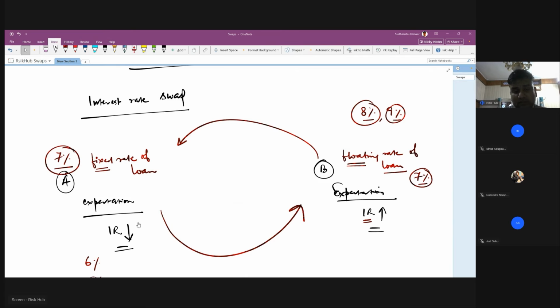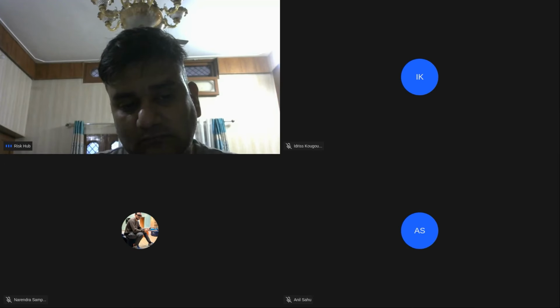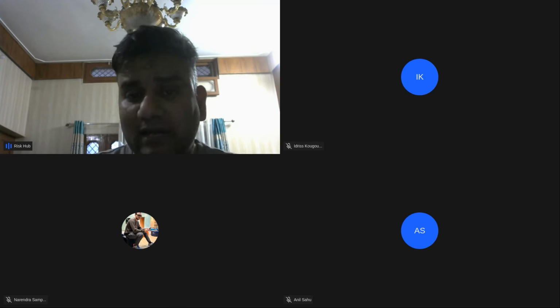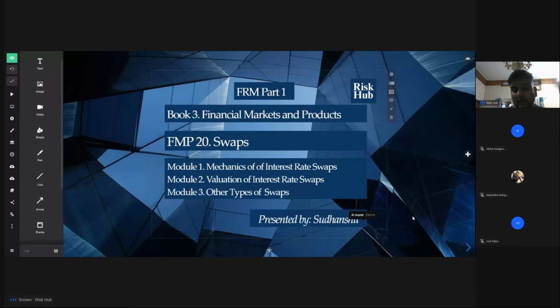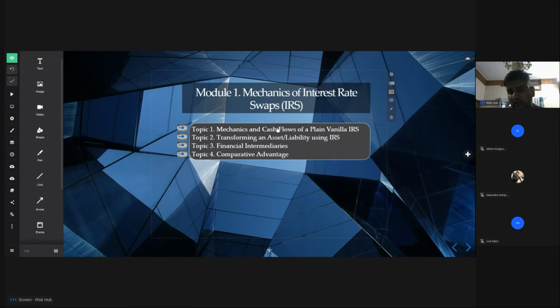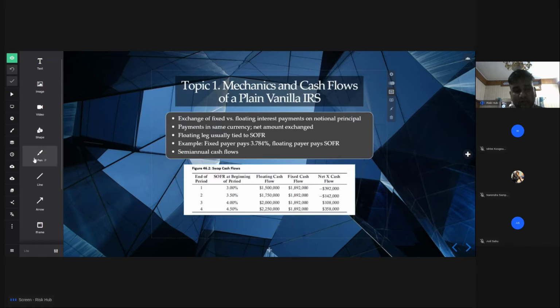So now let's go back to the presentation with this understanding. Okay, let's start your swap. We'll try to understand the mechanics of interest rate swap. We'll try to understand the valuation of interest rate swap, and we'll look at the other types of swaps also. These are the mechanics and cash flows we'll discuss, and how to transform an asset liability for financial intermediaries, and comparative advantage. Okay, let's get into the detail now. So basically the same thing which I discussed till now.